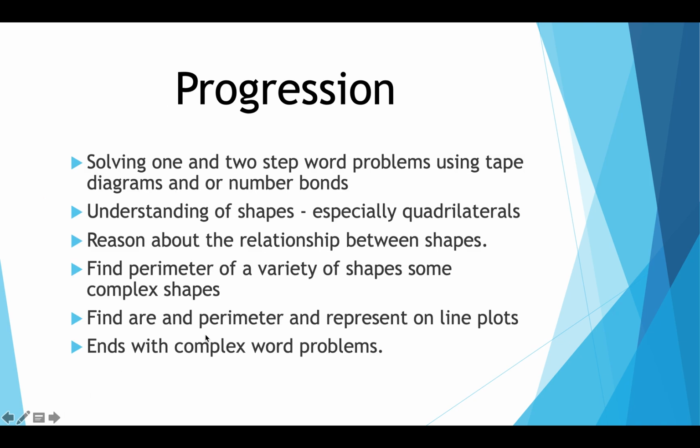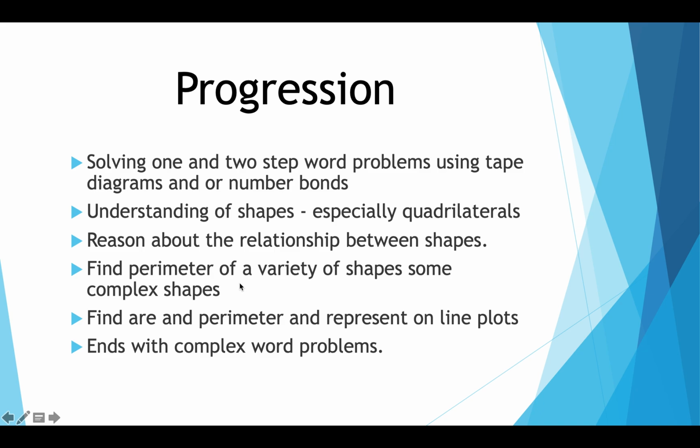The progression of the mission starts with solving 1- and 2-step word problems using tape diagrams and/or number bonds. Tape diagrams and number bonds are both graphic organizers. They're something that eventually needs to go away, but they're good for helping students organize their thinking initially. Moves into understanding of shapes, especially quadrilaterals, and I'll name the specific quadrilaterals that are within your standards on a slide upcoming. Students then reason about the relationship between shapes, so talking about the differences, the similarities. These are great activities.